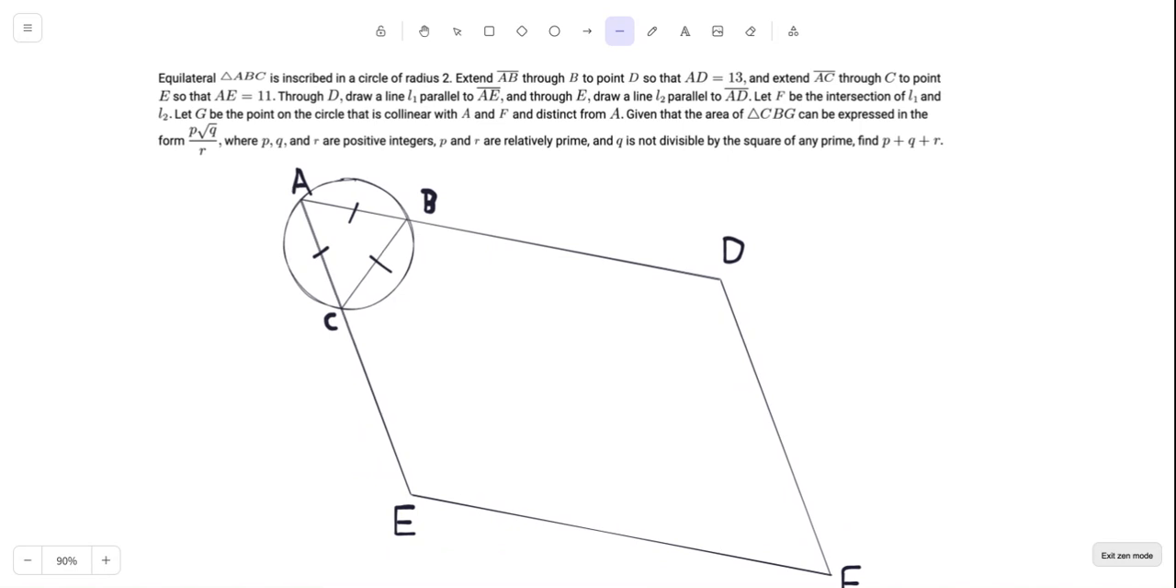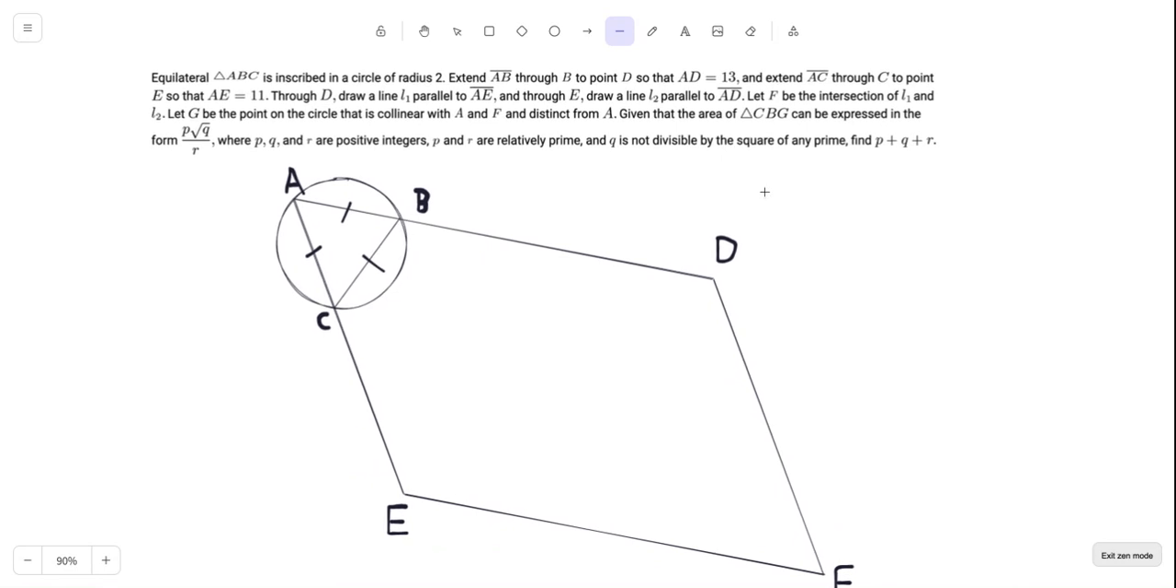I'm gonna go over the 2006 AIME II number 12. Okay, we have an equilateral triangle ABC inscribed in a circle of radius 2. Right here is a circle of radius 2.